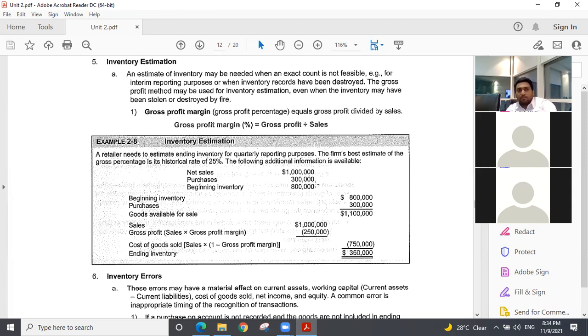So our sales is 1 million, purchases are 300,000, and beginning inventory is 800,000. From the beginning inventory plus purchases, you will get what? Goods available for sale, 1.1 million. From this, your sales is 1 million, and 25% is your profit, right? So you will reduce your 25% profit. The balance is the cost of goods sold, right? 750,000. 1.1 million minus 0.750, you will get 350,000 as the ending inventory. Clear?